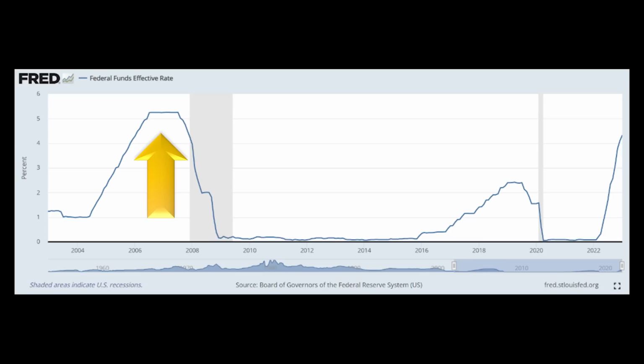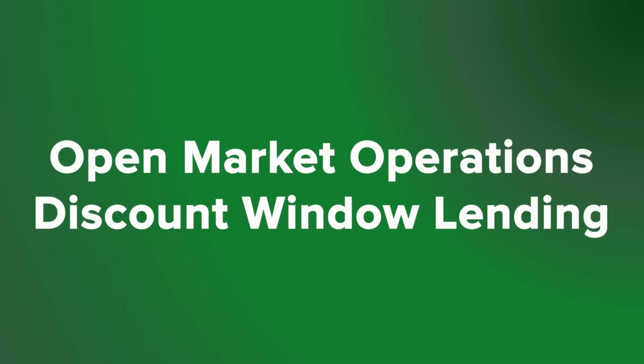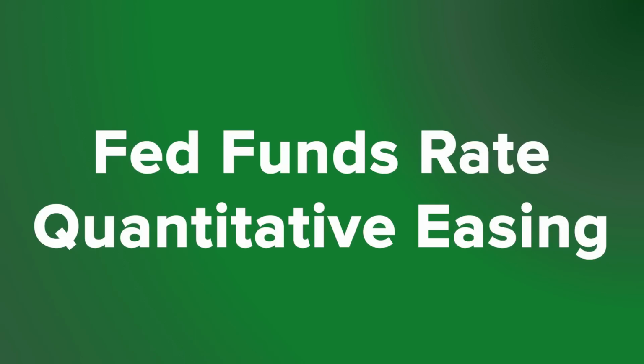Old monetary policy would be for the Fed to mainly use the Fed funds rate to influence the economy. Raising the rate would cool the economy down, and lowering the rate would speed it up. Asset purchases were used, but for limited purposes, including open market operations and discount window lending. But under modern monetary policy, the Fed can use both the Fed funds rate and quantitative easing.